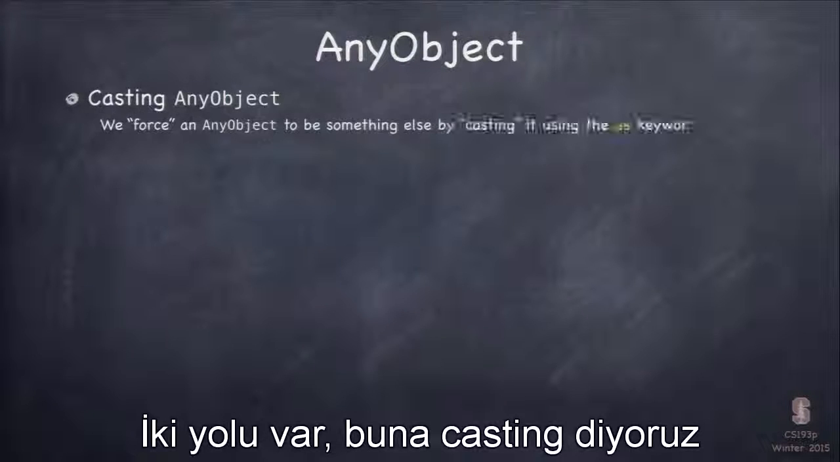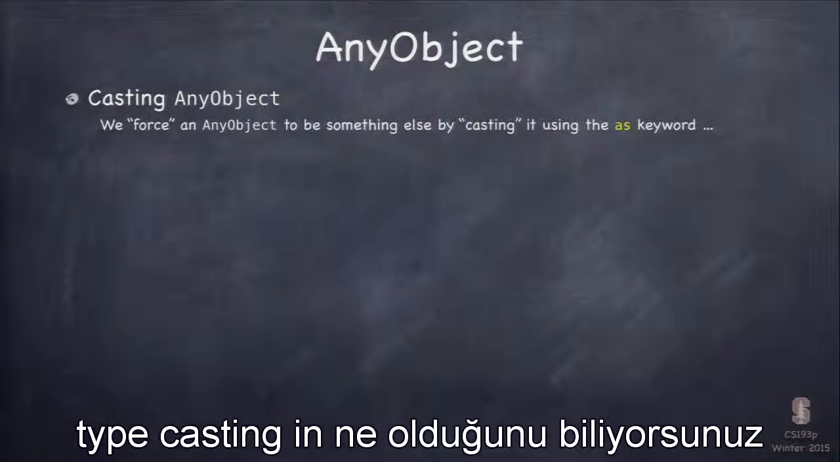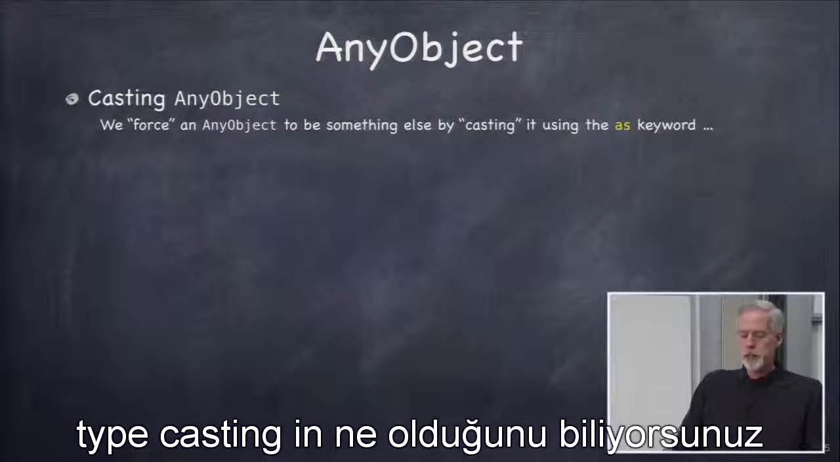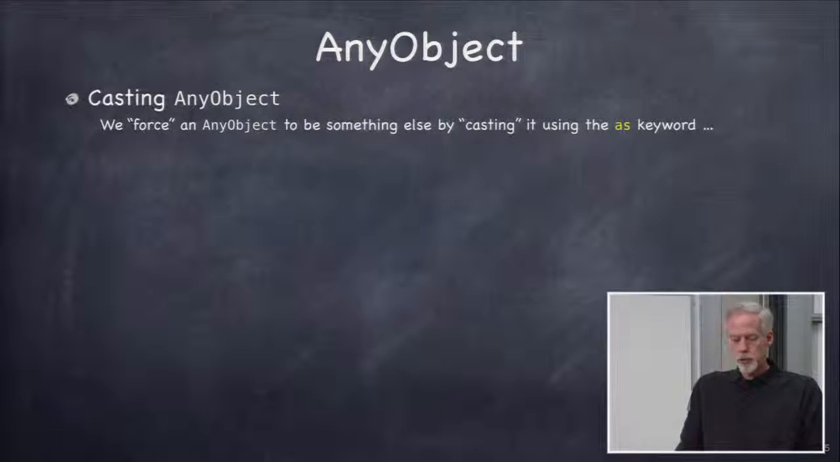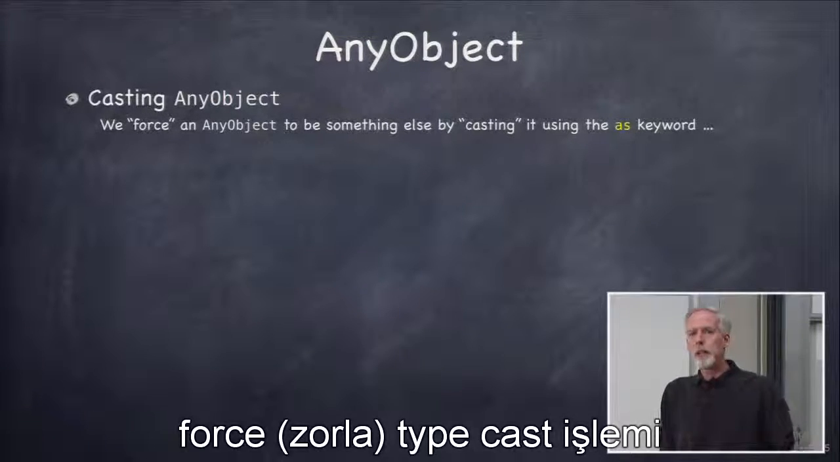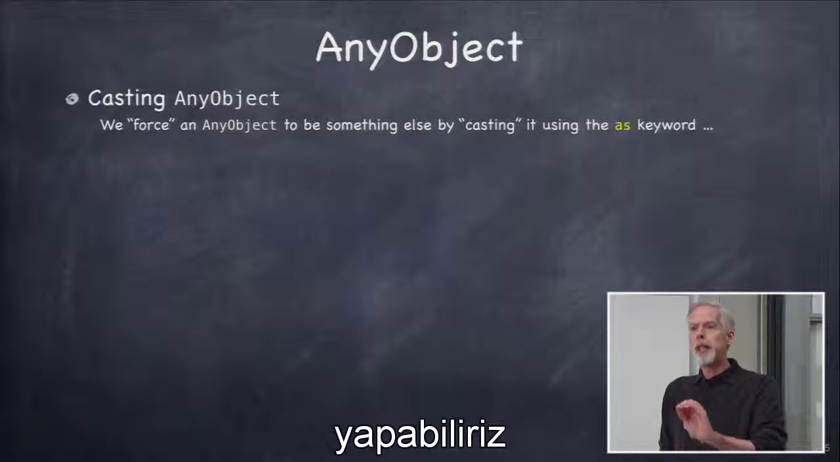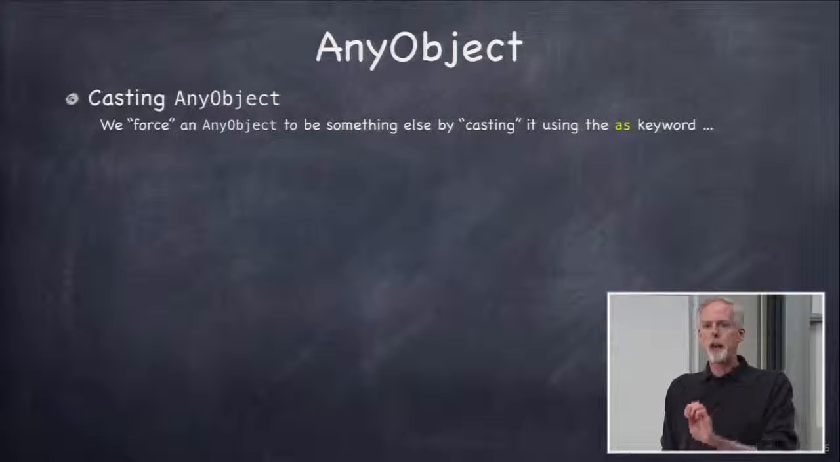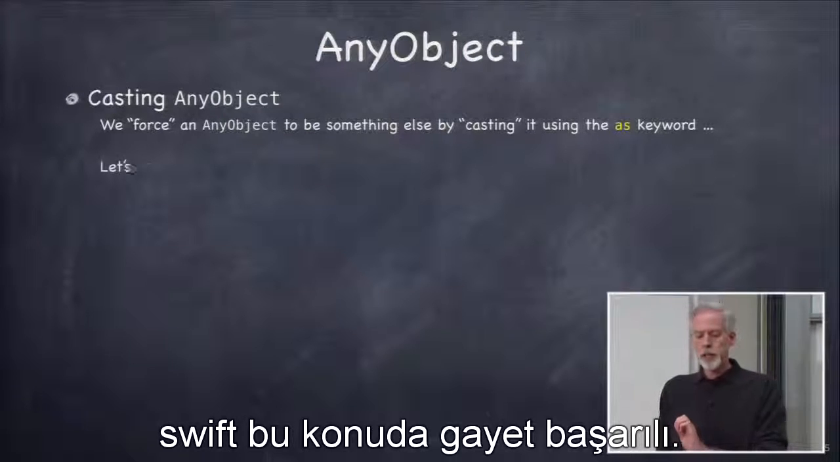There are two ways, and we call this casting. You know what type casting is. We're essentially casting the type from AnyObject to something else. And we can typecast forcibly using the as keyword, as. Swift, as usual, is very succinct.